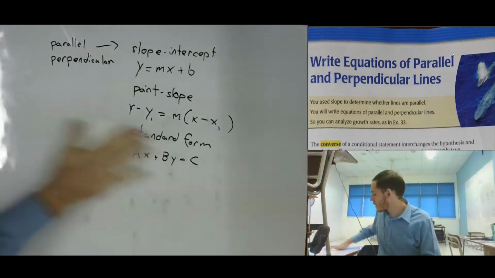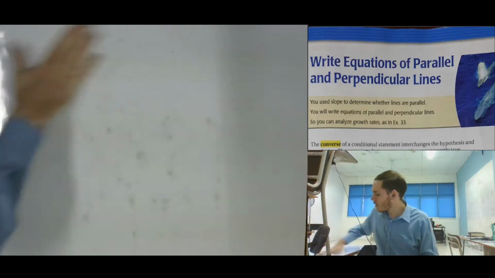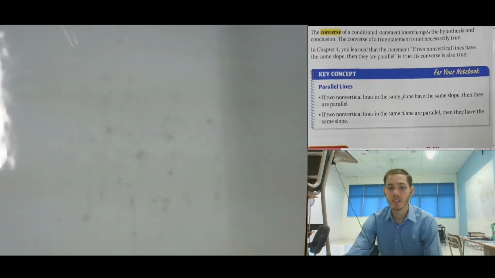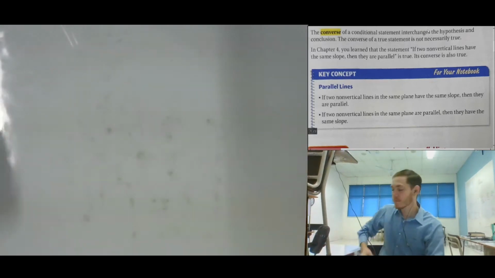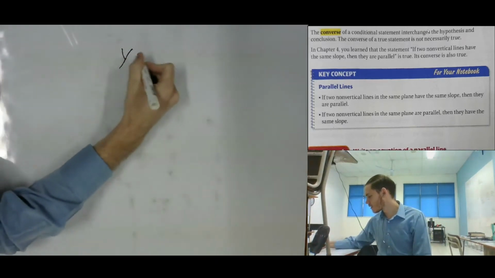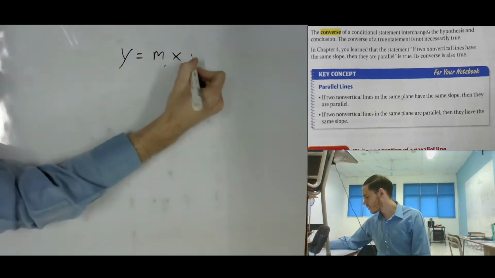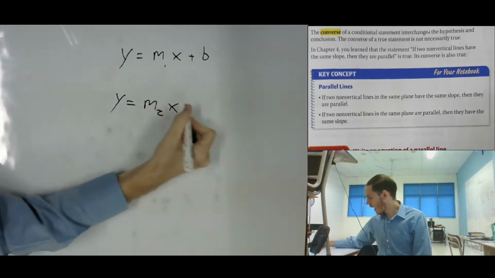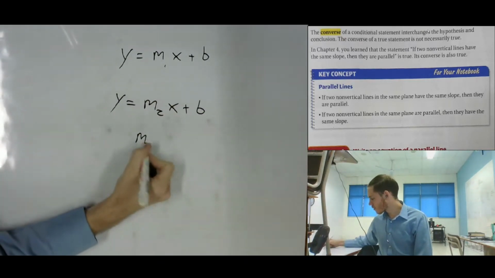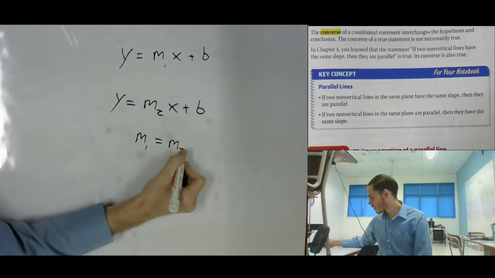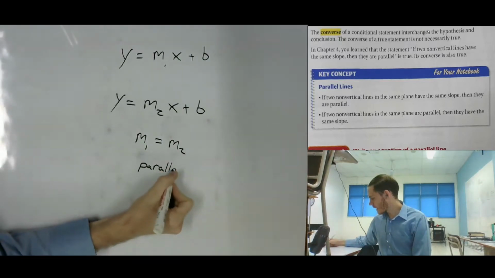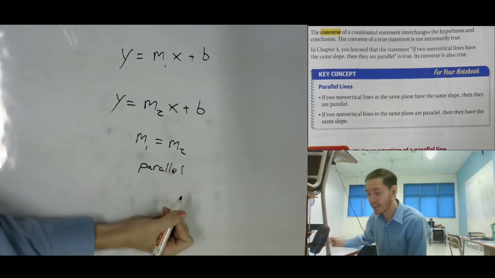Now, parallel and perpendicular lines. We aren't going to talk about converses, inverses, or any conditional statement like that. We're going to leave it as it is. But there are two statements that are true. They're the same thing. If two lines have the same slope, then they are parallel. If two lines are parallel, then they have the same slope.